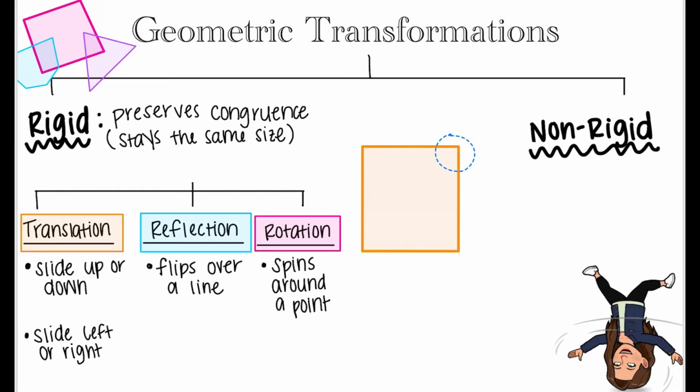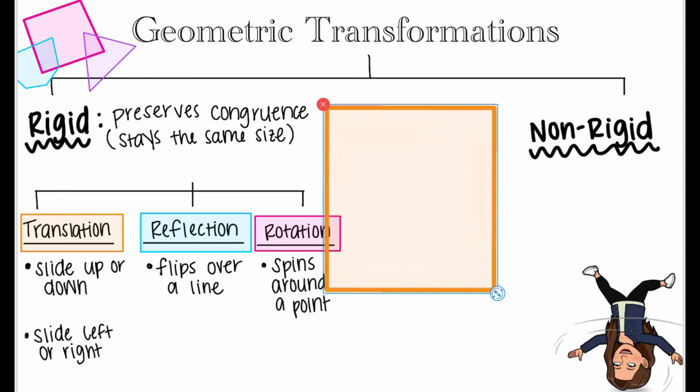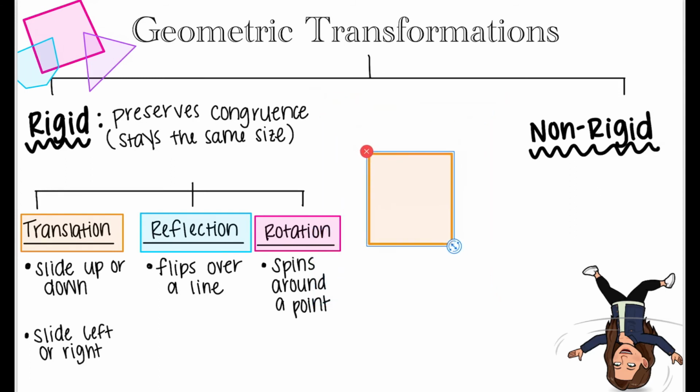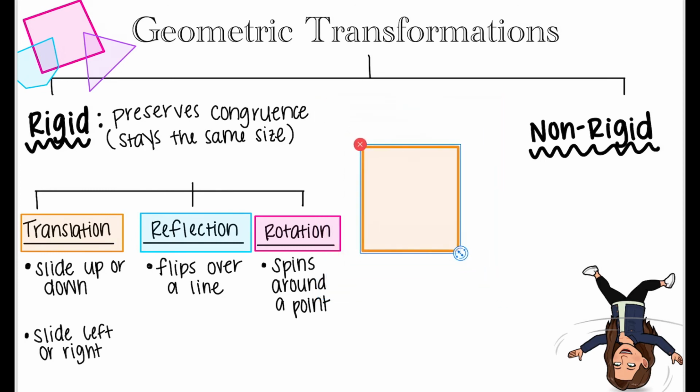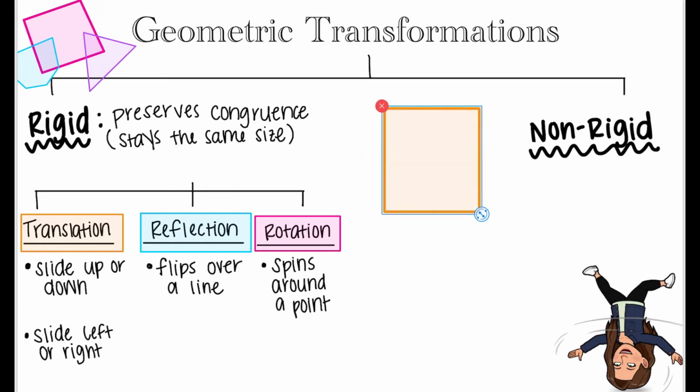The second type of geometric transformation is called non-rigid, and just like rigid preserves congruence, or keeps the object the same size, non-rigid is the opposite of that. It does not preserve congruence and it does not keep the object the same size. So for this shape that I have on my screen, if I were to make it larger or make it smaller, it still has the same general shape. It's just either bigger or smaller. That's what we call a non-rigid motion.